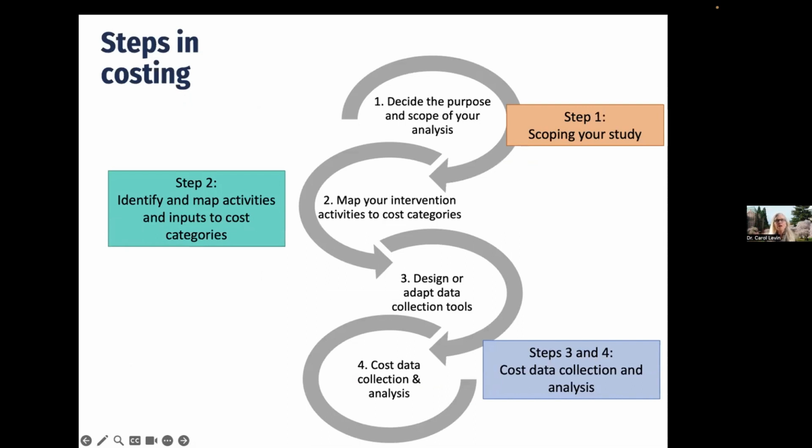So here are the steps in costing. Decide the scope of your evaluation. This is where you're going to determine what is that unit cost that you're really estimating. You're going to then map your intervention activities to cost categories. So that's the second step. And Dr. Glasgow is going to talk a lot about his experience in using process mapping and how he's done it. But when we talked, we both use very similar strategies to really understand what is being done and by whom. Then you will be designing or adapting data collection tools, and then you'll be analyzing and collecting those data and sharing results with stakeholders.